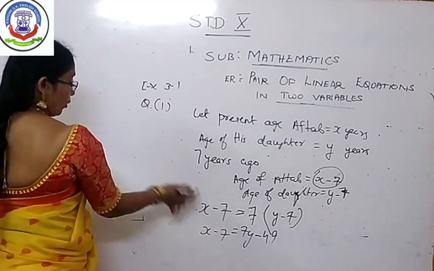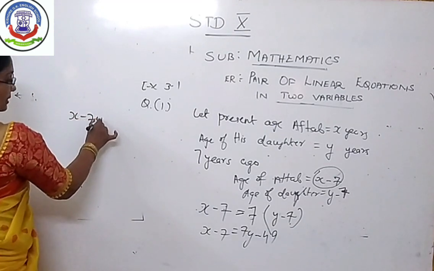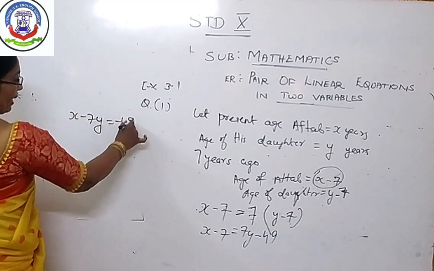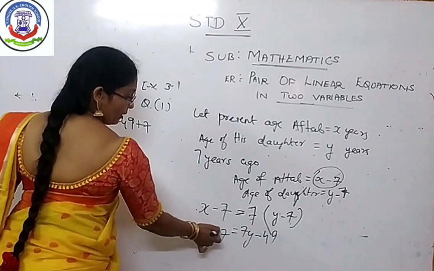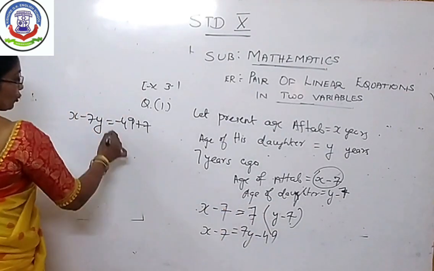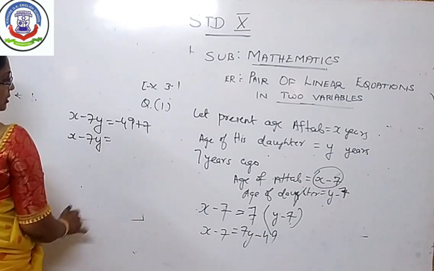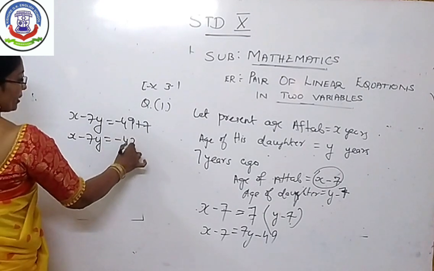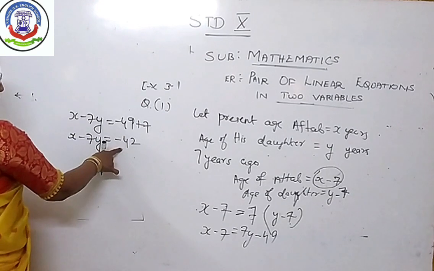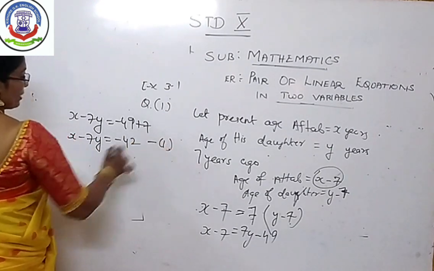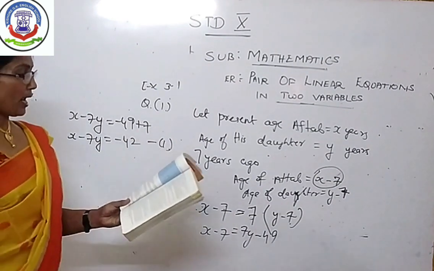Right? Now take it to the standard form. How will it be? x minus 7y is equal to minus 49 plus 7. That means 7y you have taken to this side, so minus 7 to that side. So minus 49 plus 7. So you will get x minus 7y, what is the answer? Minus 42. x minus 7y is equal to minus 42. That is the first equation. Okay. Now again the question changes.